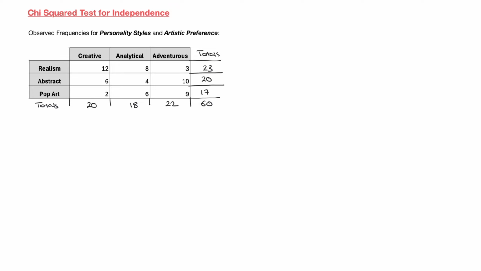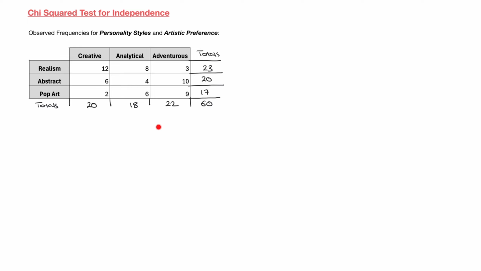And a quick check I recommend you always do, even though we know the total number of people surveyed here was 60, is to make sure that the totals that we have on the right-hand side here also add up to 60. So in this case, that's 23 plus 20 plus 17, which indeed adds up to 60 as well. Had that not been the case, then something must have gone wrong and we should check our calculations again. That being said, I carry on.